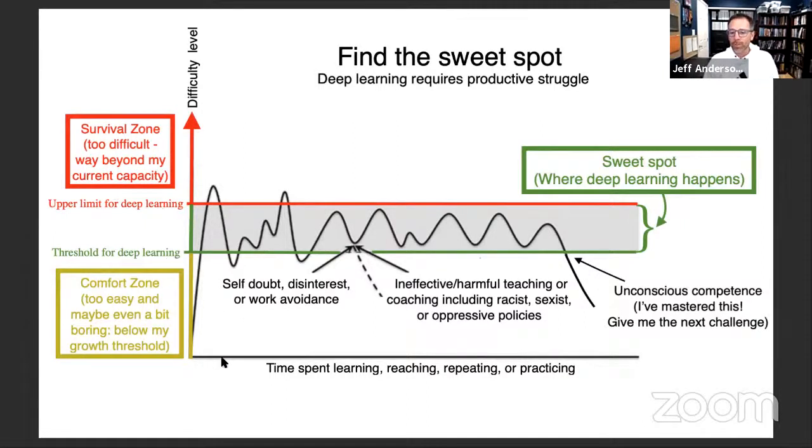So let me just, we're going to talk a little bit about time spent learning, and we're going to unpack this entire model. I'm going to give you some examples of what we mean by this in terms of physical capacity, and then we're going to develop an idea for learning capacity. So when you're in a college class and you're trying to develop expertise in a particular field, how might you begin to understand where your comfort zone is, where your sweet spot is, and where your survival zone is?